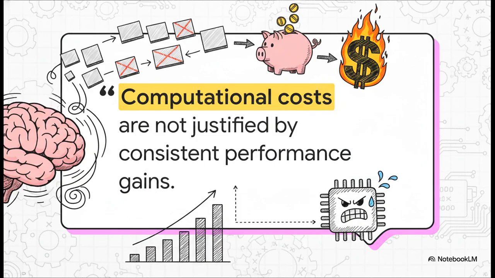A recent systematic analysis published on Archive independently confirmed this exact same thing. They stated, computational costs are not justified by consistent performance gains. Forcing an LLM or an embedding model to analyze every single semantic boundary in your document isn't just slightly worse. It is a massive waste of your budget and your compute power.